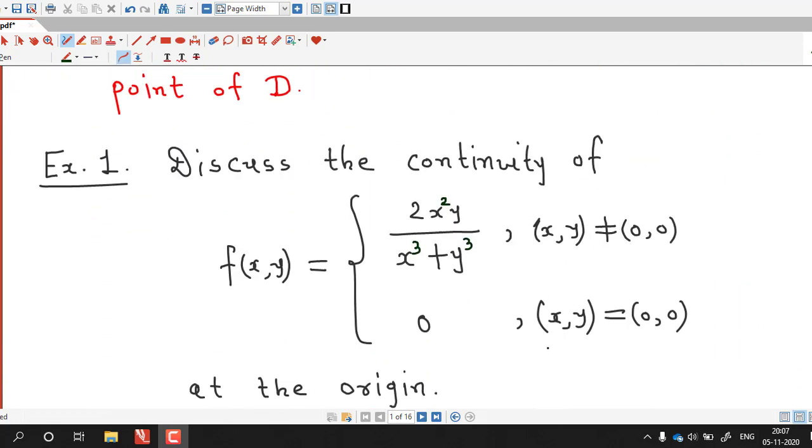In this lecture we are going to define continuity of a function of two variables. So before defining continuity of a function of two variables, we just recall the continuity of a function of one variable. If f is a function of only one variable, say x, then this function f(x) is said to be continuous at some point a if three conditions are satisfied.